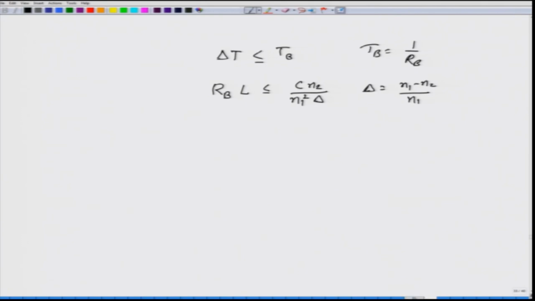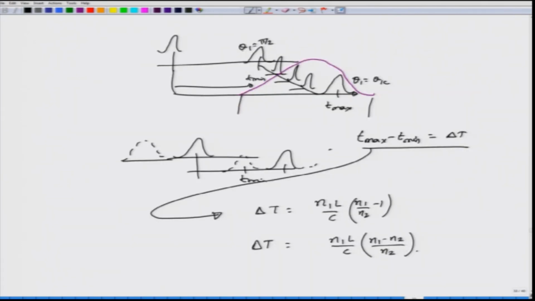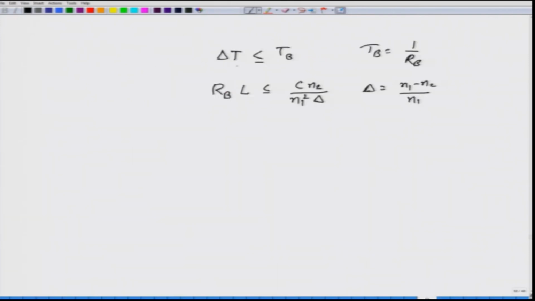Okay. So, you can go back to even this expression, multiply by N1 on both sides, and therefore, this becomes N1 square L delta by C N2. Okay. So, this would be the expression for delta T, and because I need to restrict my pulse broadening to less than the time period TB, that will impose a limit on the rate at which I can transmit pulses and hence information.